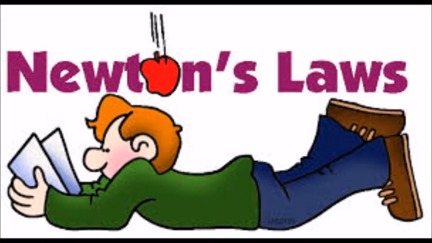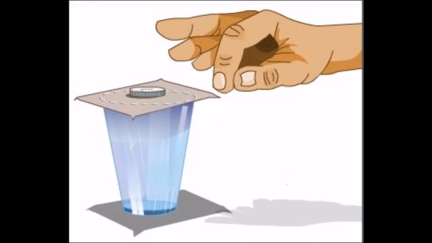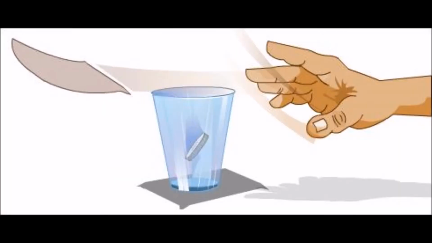There are 3 laws of motion that are associated with motion. They are called the laws of motion or Newton's laws of motion. Law 1 is an object at rest will remain at rest unless acted upon by an outside force. As you can see, the coin on the paper stays still until the finger pushes the paper away. Then the coin falls into the cup.